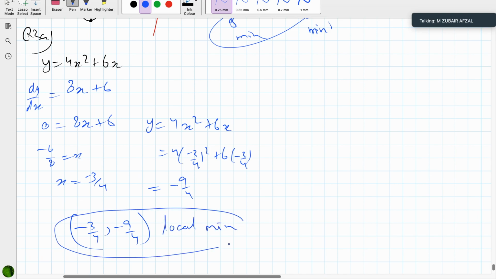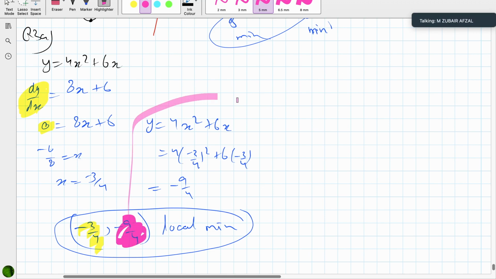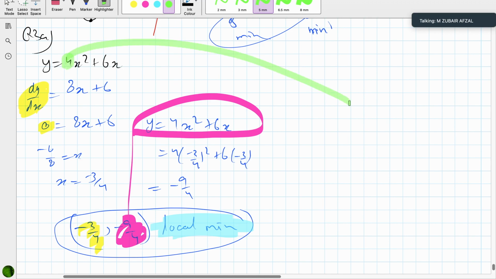How do we know this? We get to know x by putting dy by dx equal to 0. We found x. How did we find y? We found the value of y by substituting the value of x in the given equation. But how do we know that it is a minimum point? This is the catch: the coefficient of x squared is positive, and positive would mean that it is a smiley face. So this point is actually a minimum.